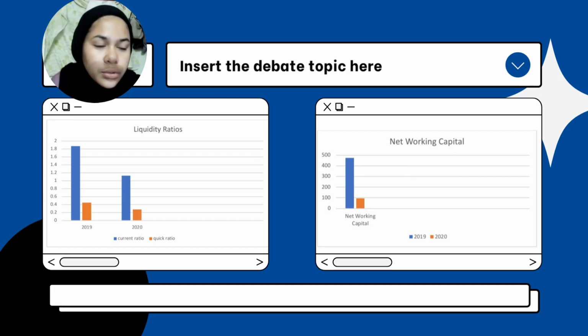And the quick ratio also, as we can see, in 2019 it is 0.45 and decreased to 0.28 in 2020. For net working capital, we can see that in 2019 we get RM474.07, and in 2020 it is only 94 ringgit.